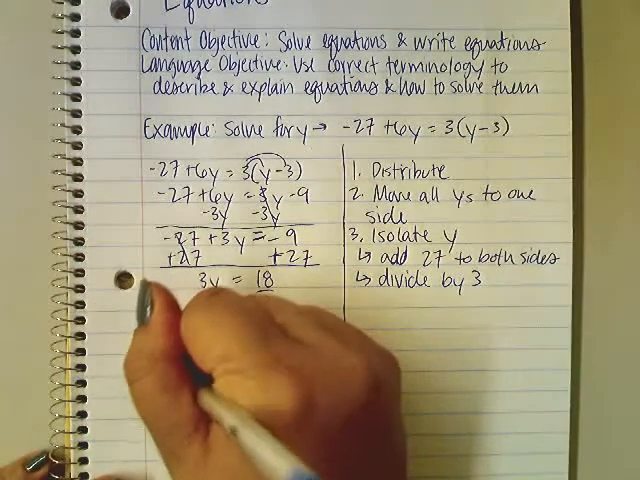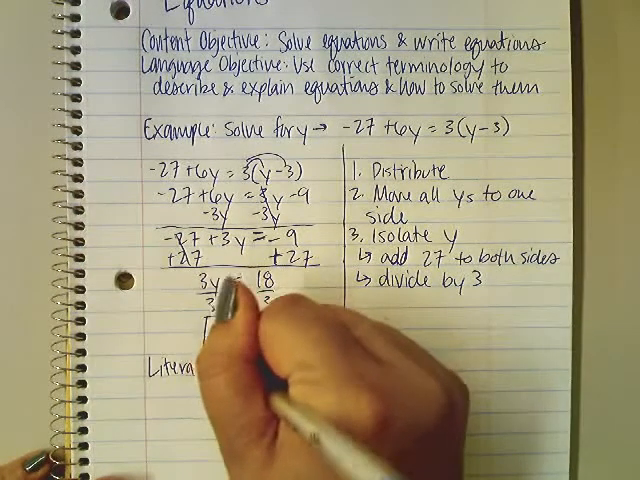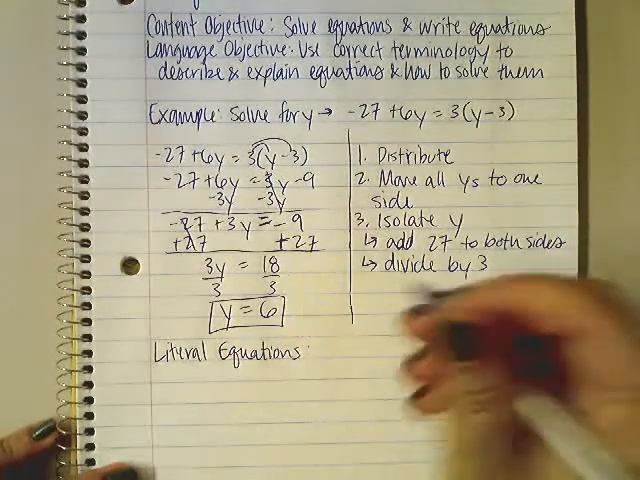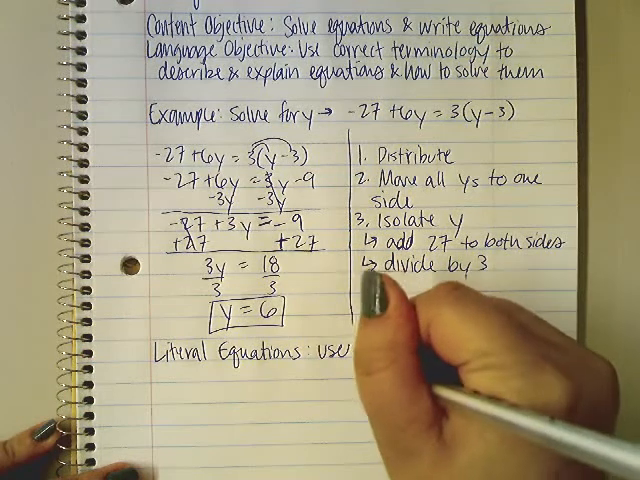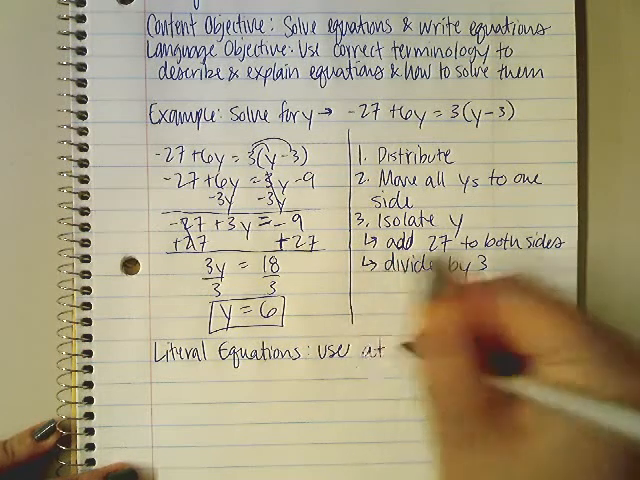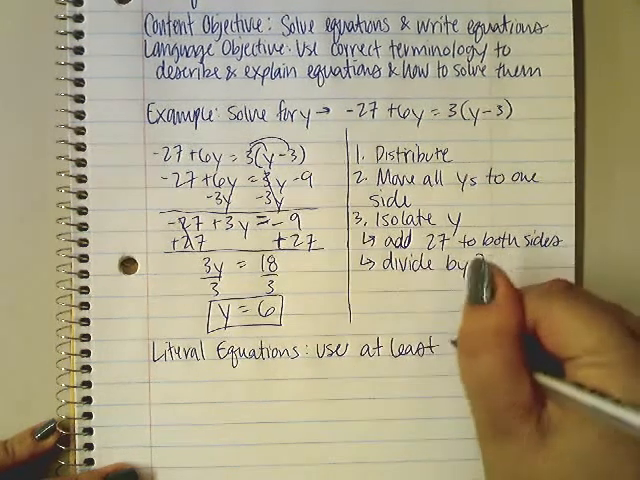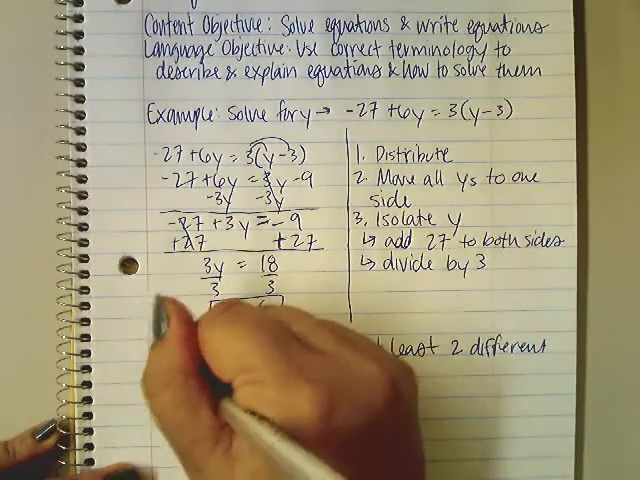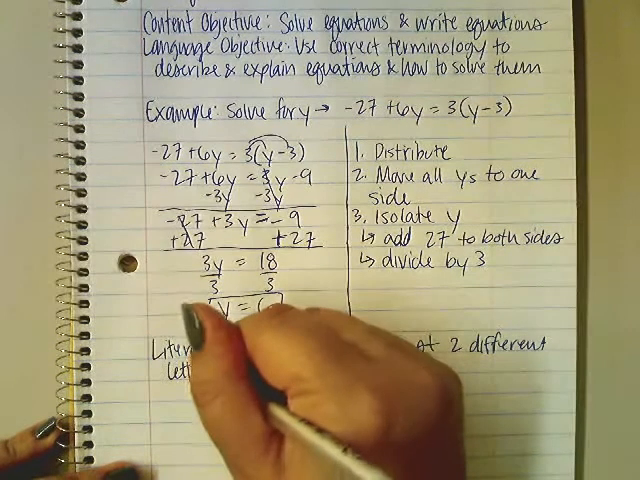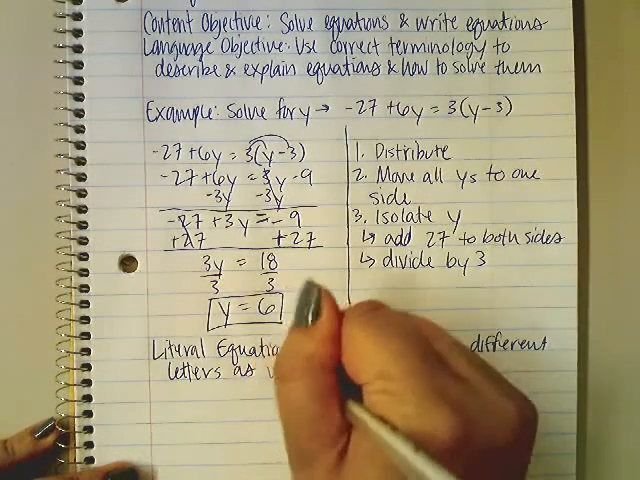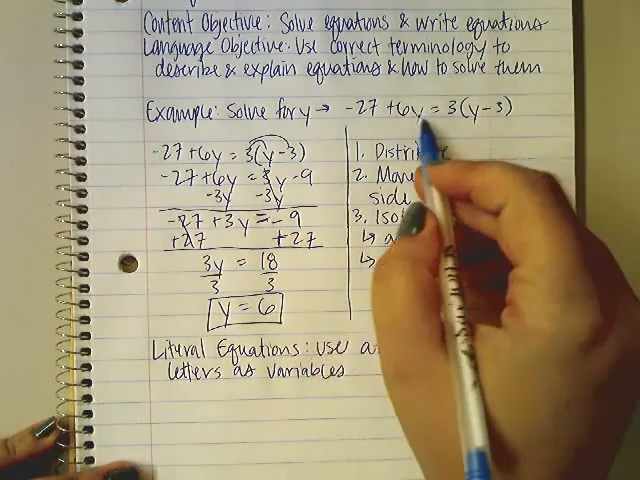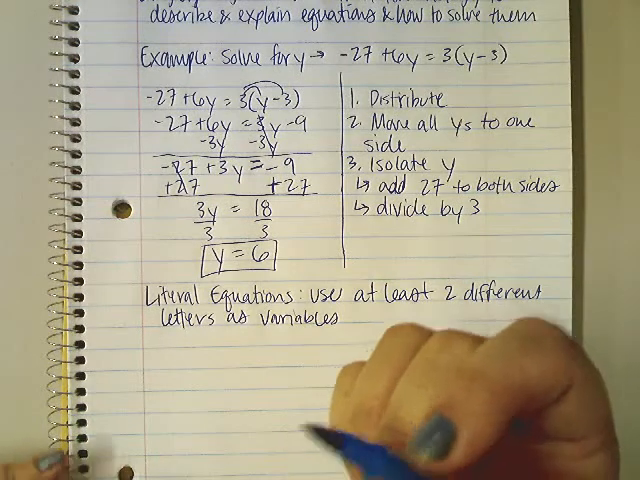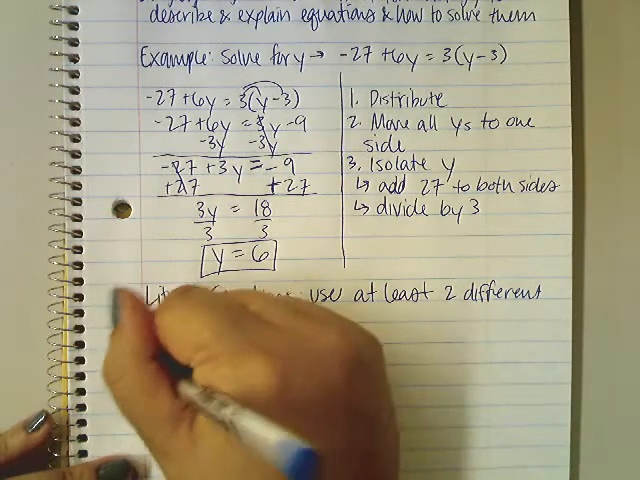So literal equations, you do the same process, but instead of having other numbers surrounding it, you're going to have other variables. So literal equations use at least 2 different variables or letters as variables. So instead of here, we only had y as our variable. Now, literal equations, we're going to do the same sort of thing, but we're going to have more than one variable.